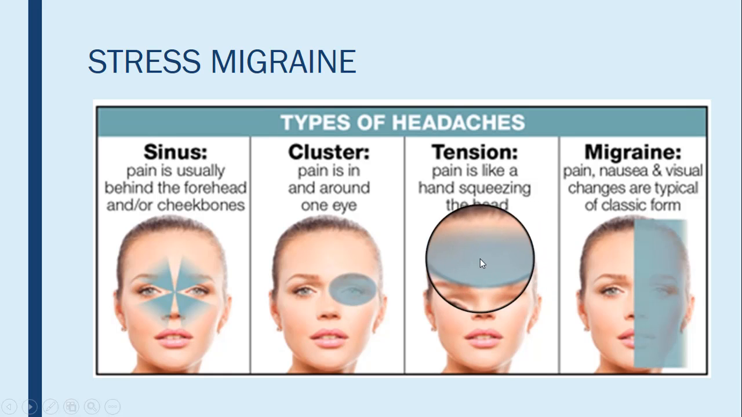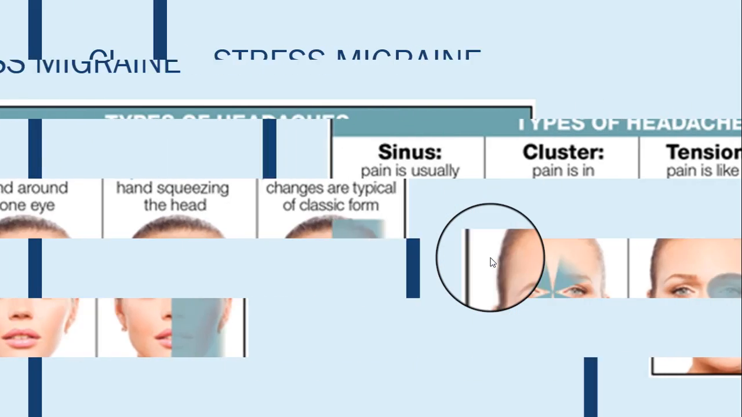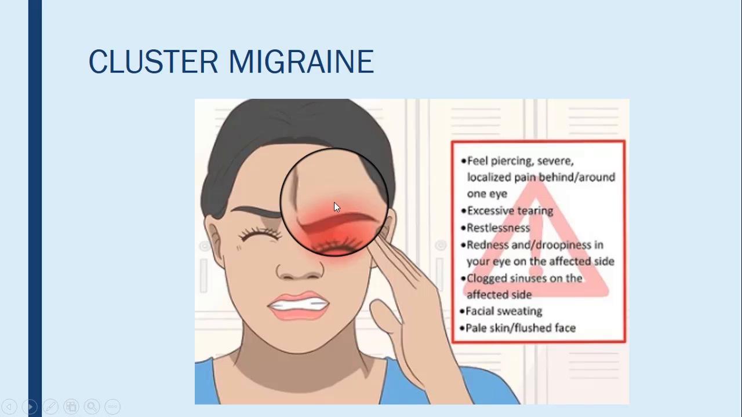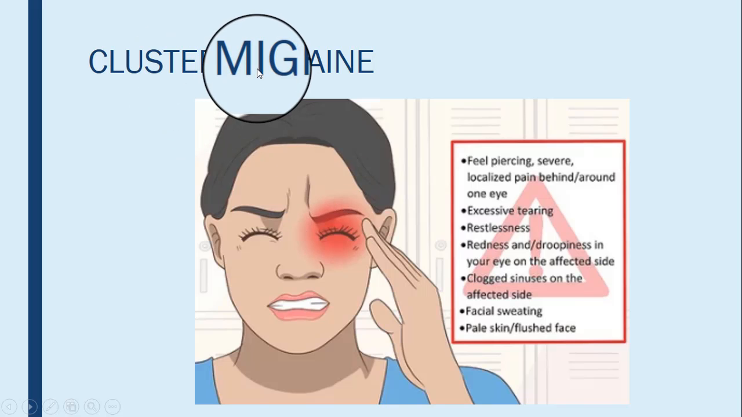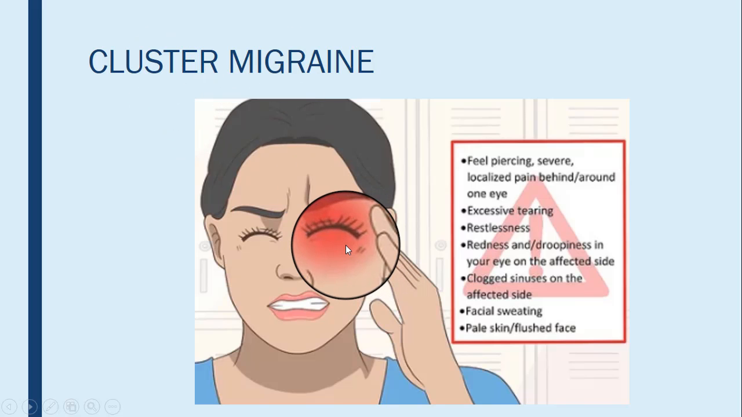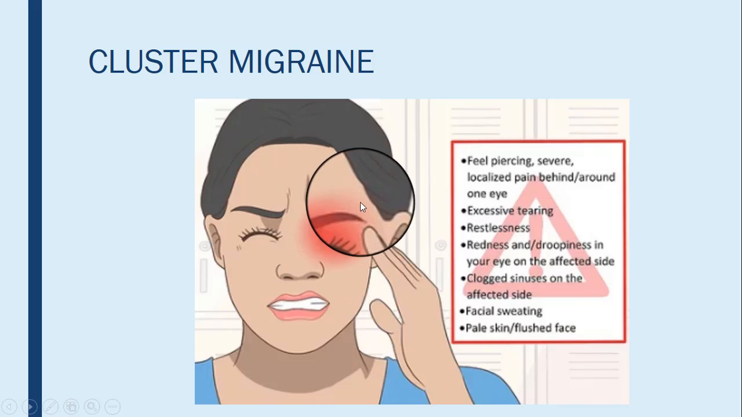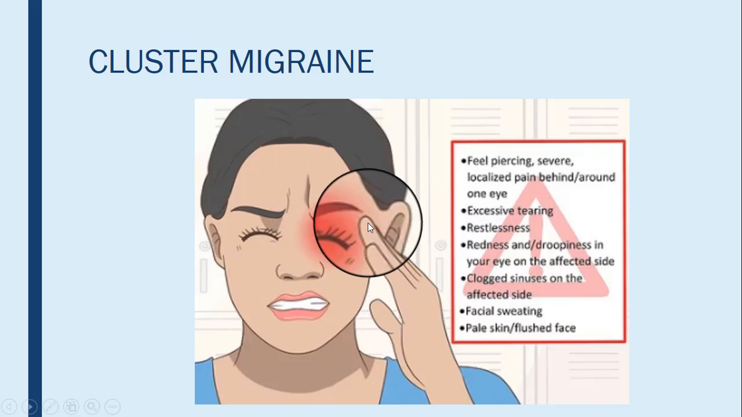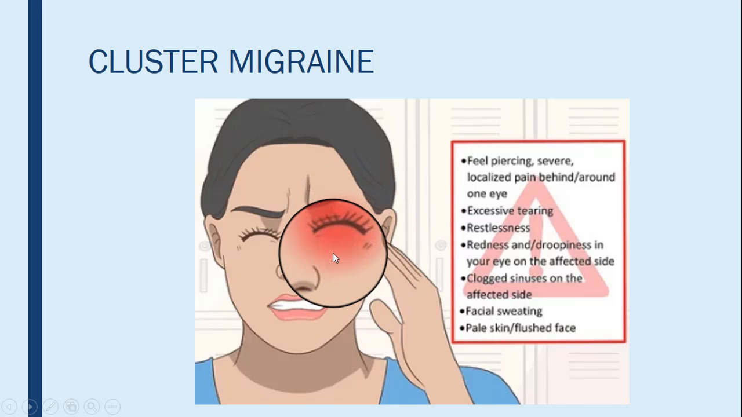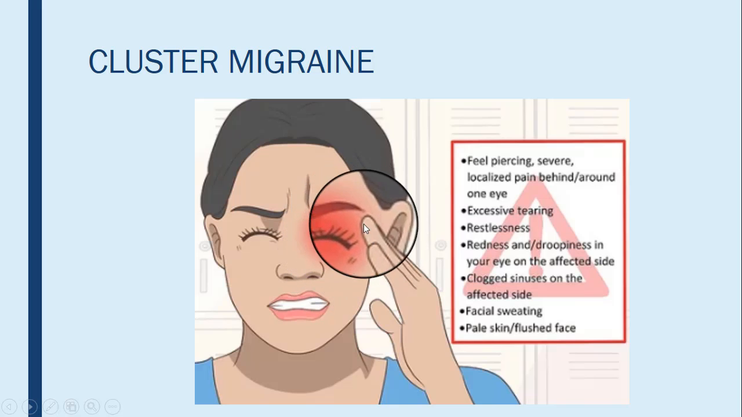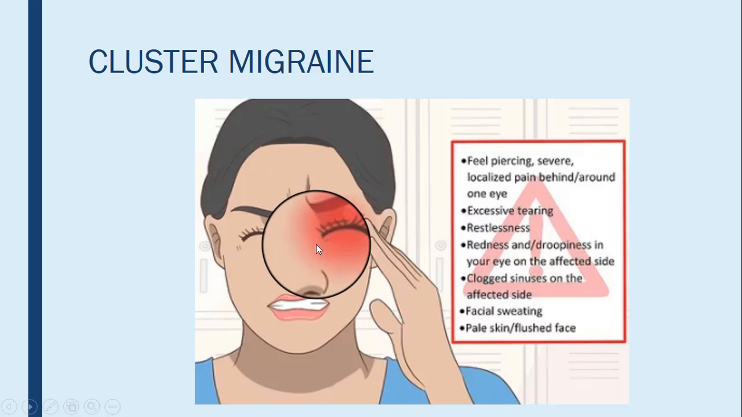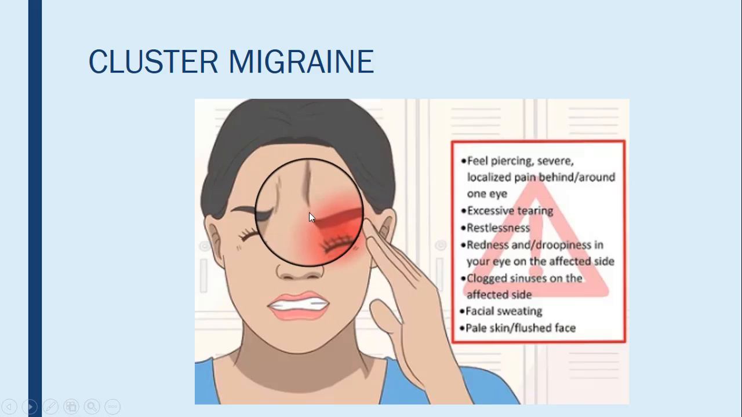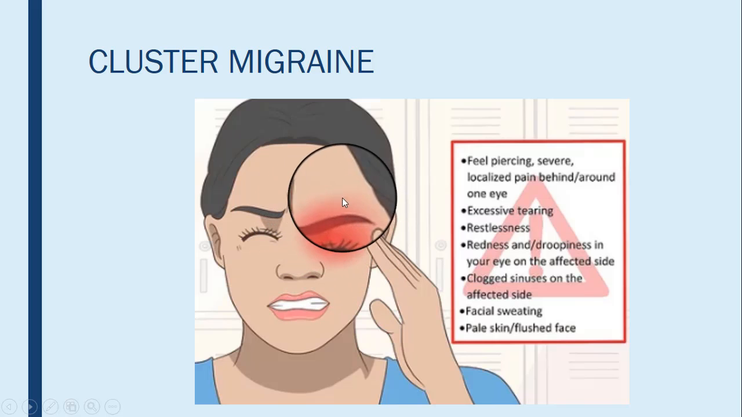Now another type, that is cluster migraine. What is cluster migraine? Cluster migraine is not a migraine type. It is defined by the International Headache Society as cluster headaches, and these headaches cause extreme pain around and behind the eyes, often with tearing on one side, nasal congestion, and flushing. So this was all about the cluster migraine.